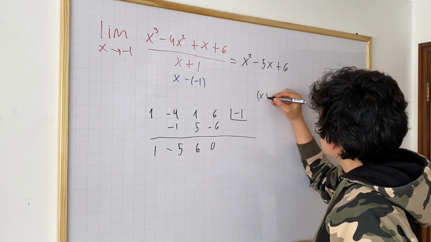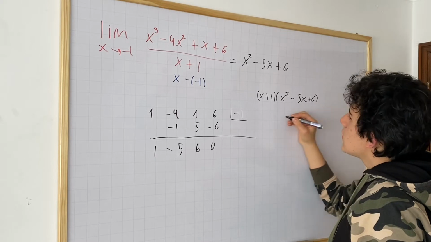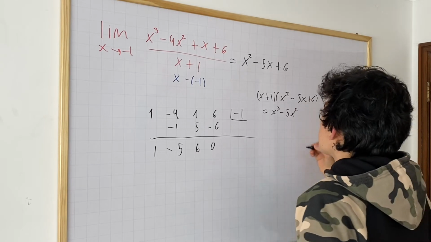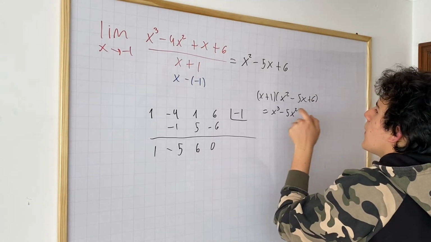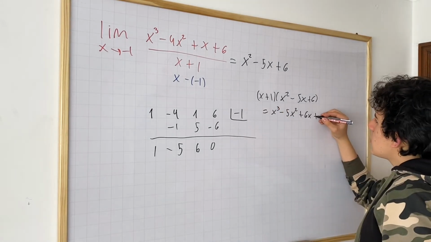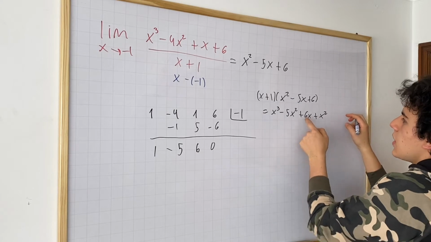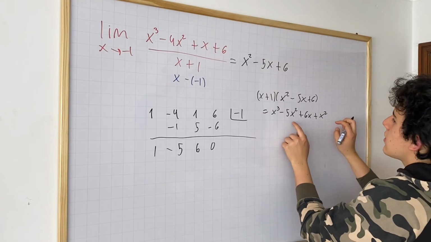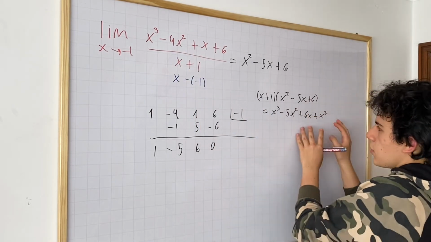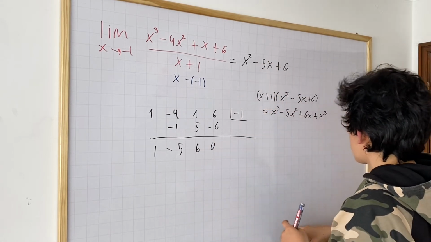Now if this is true, we should multiply this by this and get back our previous equation. Let me do that real quick. We should have this times x squared minus 5x plus 6. Let's see if this is true. We get x cubed minus 5x squared, then plus 6x, and now plus x squared. And then you're going to get minus 5x, plus x, and plus x squared minus 5x squared gives you minus 4x squared. I'm not going to complete it for the sake of time, but you see it is true. This quotient is indeed correct.